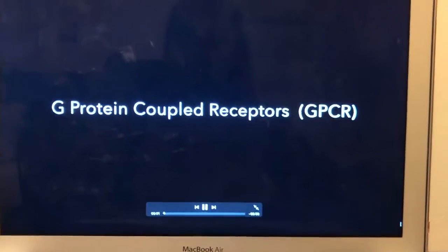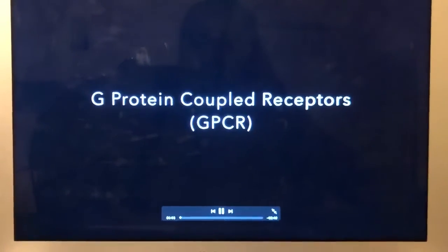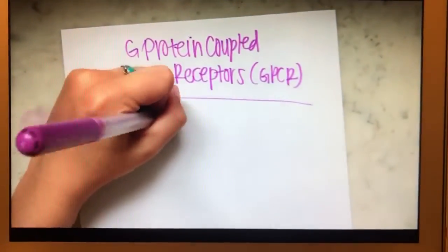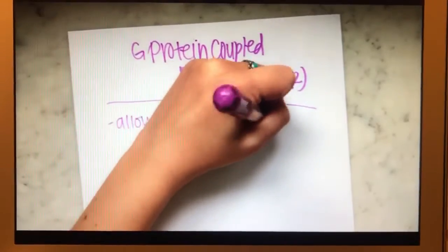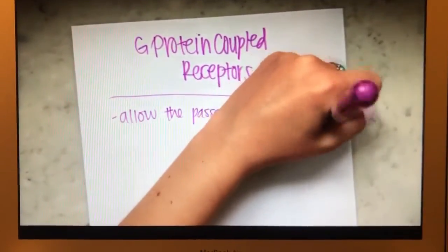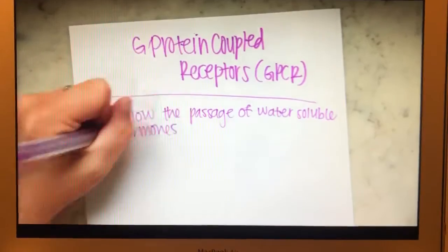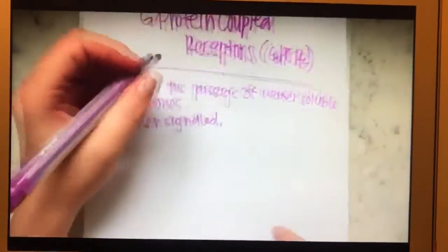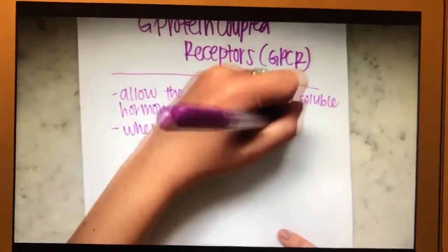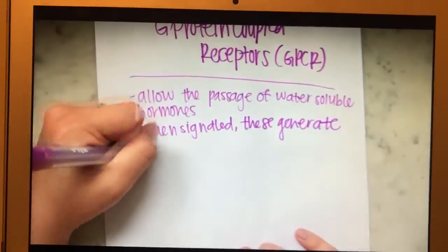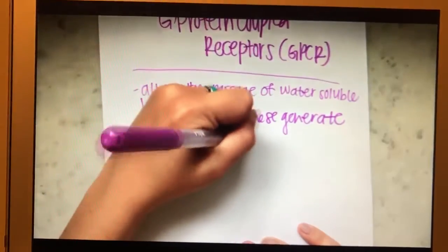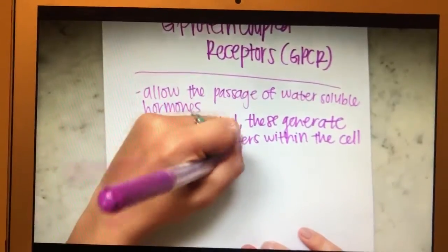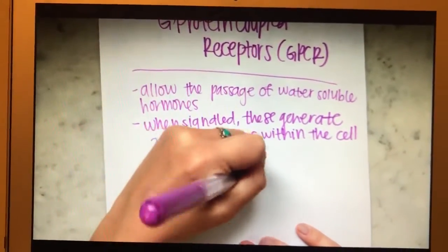Today we'll be talking about G protein coupled receptors, also known as GPCR. A few facts about G protein coupled receptors. The first is that these receptors allow the passage of water-soluble hormones into the phospholipid bilayer of the membrane of the cell. When these protein receptors are signaled by these given hormones, they generate second messengers within the cell. And these second messengers can be cyclic AMP or IP3 and DAG.